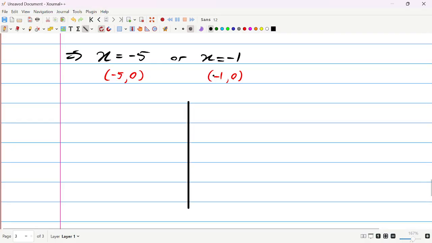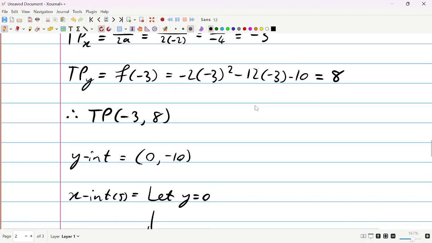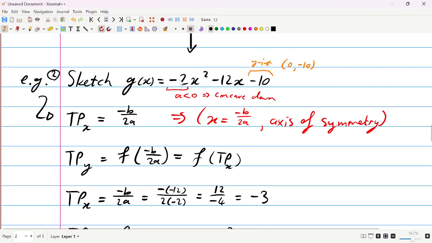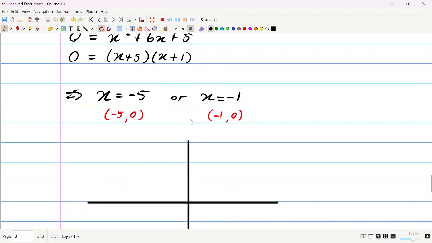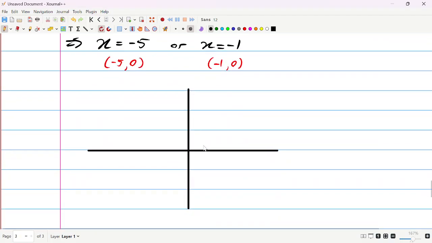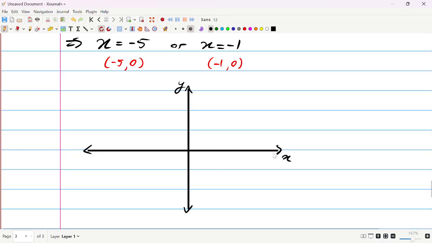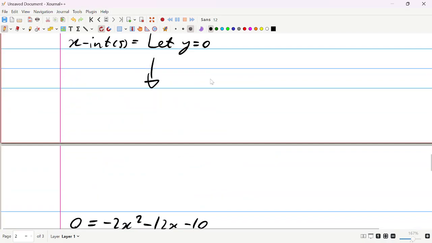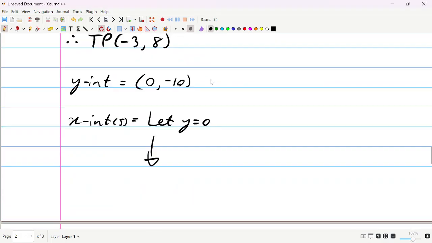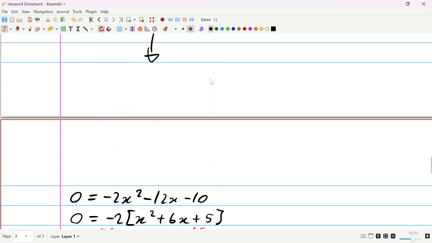So as we sketch this function, what are you going to notice here? Let's make it a little bit longer here. We need to remember that the shape is going to be what? Concave down, because it's a negative a value. So we know that it's going to have a maximum value. Let's label this to be y. Let's label this to be x. And then from here, we know our x-intercept and we know our y-intercept, and we also know our turning point.